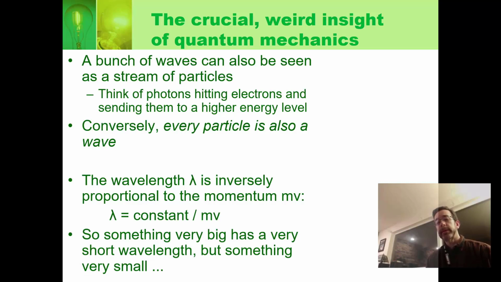So something very big with a lot of mass is divided by a very big number, and so you end up with a very short wavelength, something that's so short that we could never even hope to measure it. But something very small would have a much larger wavelength. And it turns out that electrons have wavelengths that are large on the scale of an atom.